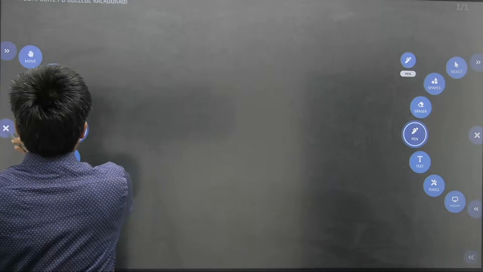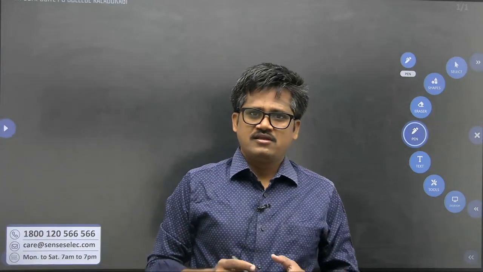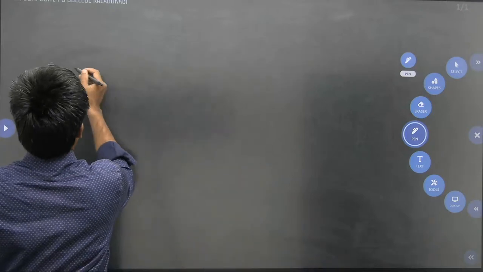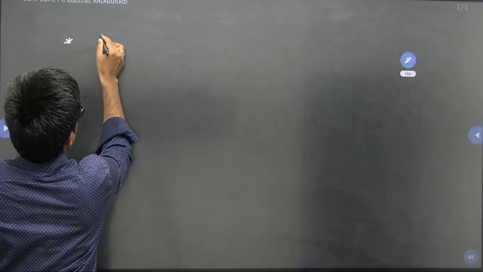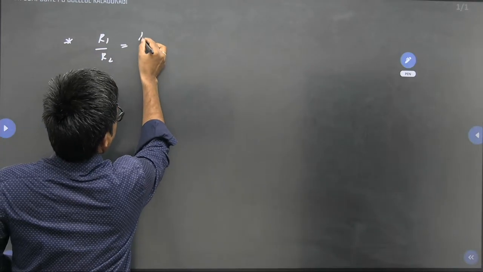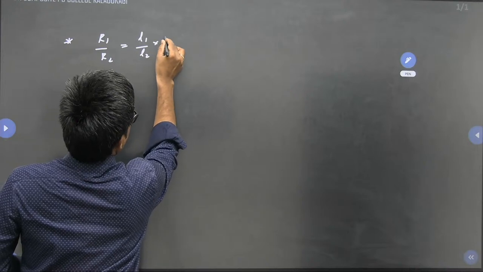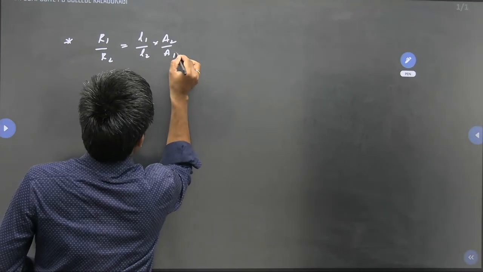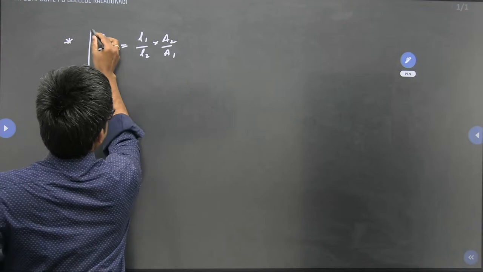Good morning, students. So I'll continue from where I left in the last class. In the last class, I explained to you, after stretching the wire, how do you find the resistance? I have proved here R1 by R2 is equal to L1 by L2 into A2 by A1. This is how I had done it in the last class.